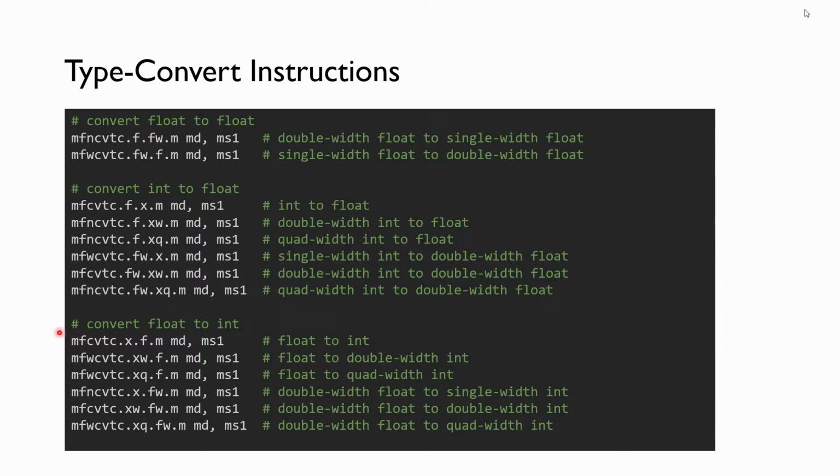We also provide type convert instructions to convert from different data types, from integer to float, or floating point into integers. We can also use type convert instructions to narrow or widen a floating point, which means we can convert a FP32 floating point to FP16, or we can also convert FP16 to floating point 32.